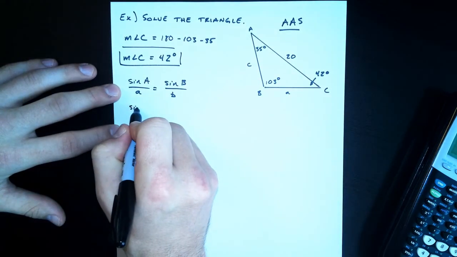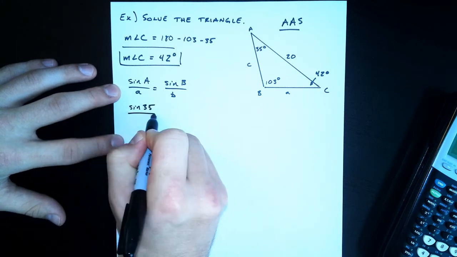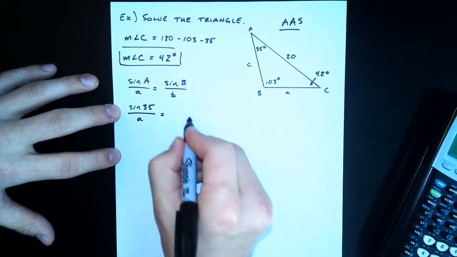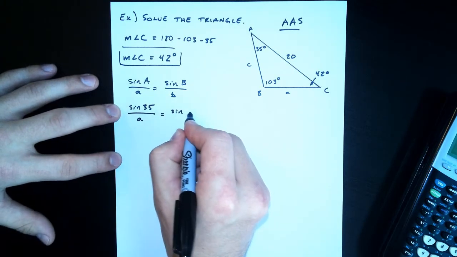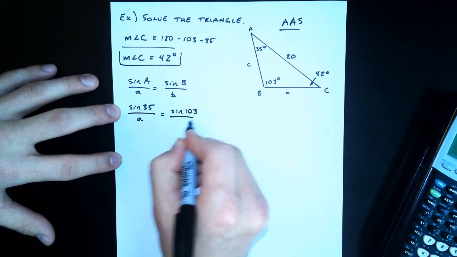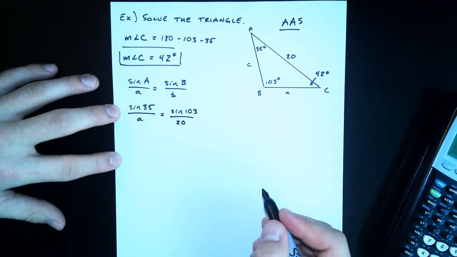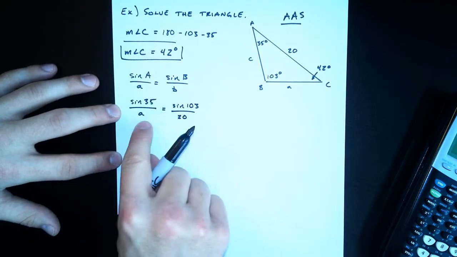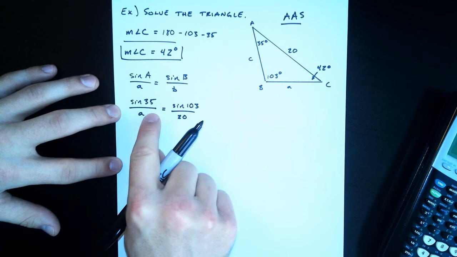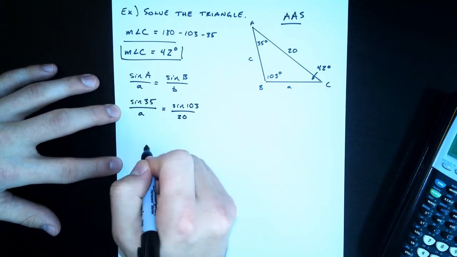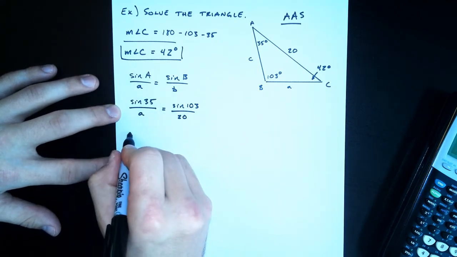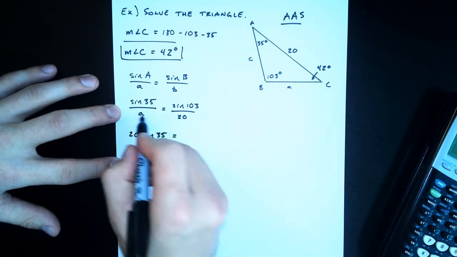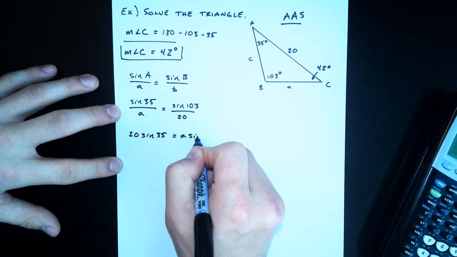So that gives us the sine of 35. The side across from that is A, which is the one we're going to find. And then we have our one pair that we do know, the sine of 103, and the side across from that one is 20. Now the law of sines is a proportion, so we can use our cross product to simplify this a little bit. So we have 20 times the sine of 35, and that is equal to A times the sine of 103.